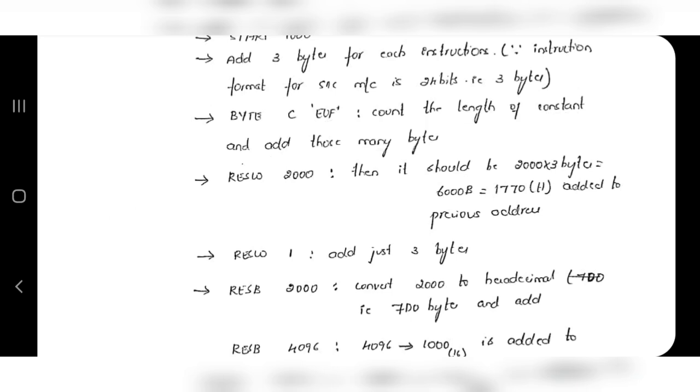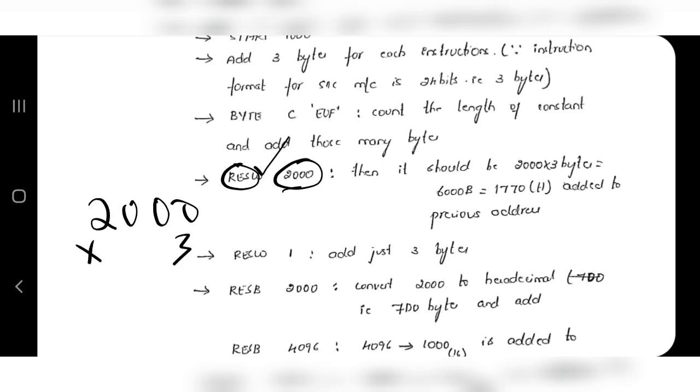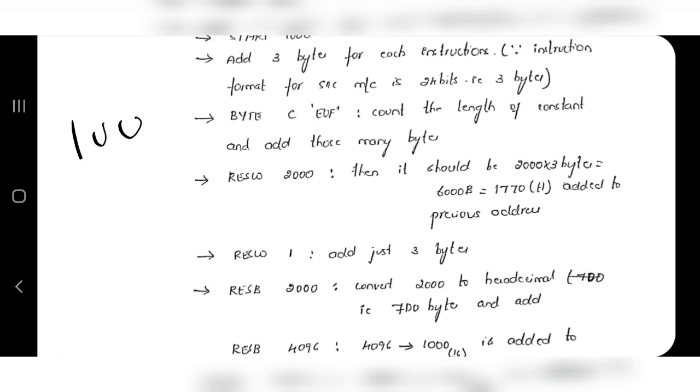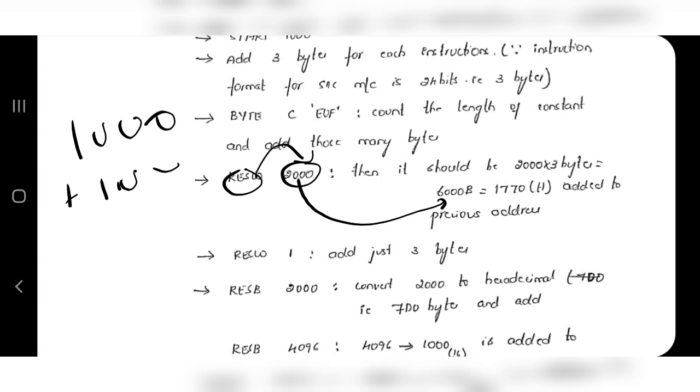If it is RESW and it's written 2000, that means reserve word, so 2000 words should be reserved. If 2000 words should be reserved, how many bytes will be reserved? Into 3, right? 6000 bytes will be reserved. If you convert 6000 into a hexadecimal value, whatever answer you get, that should be added. We are just adding 3 at each stage, right? 1000, then 1003, like that. But when you get RESW 2000, calculate the number of equivalent bytes, convert it into a hexadecimal value, and add that hexadecimal value.